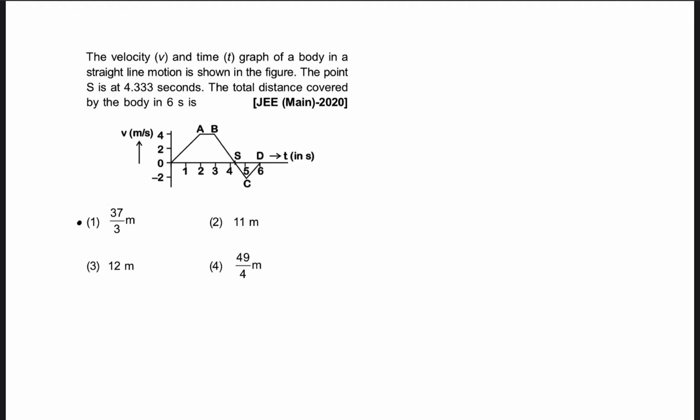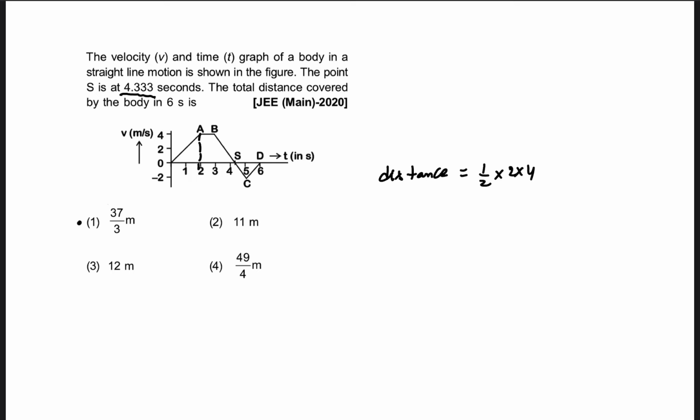Next one, the velocity v and time t graph of a body moving in a straight line is shown in the figure. The point s is at 4.33 seconds. The total distance covered is equal to how much? You know that distance is equal to the area under the curve. For distance, you have to take only the magnitude of the areas.